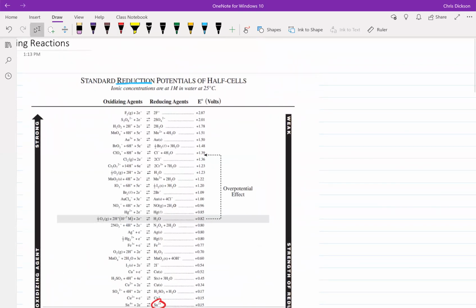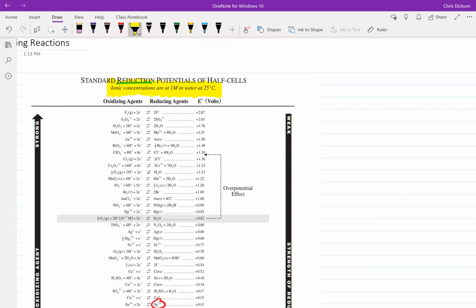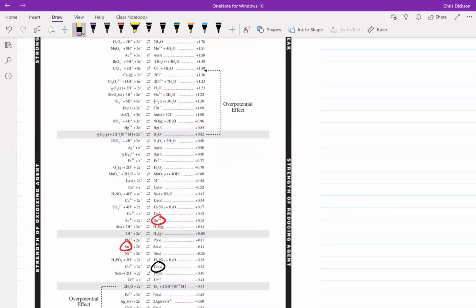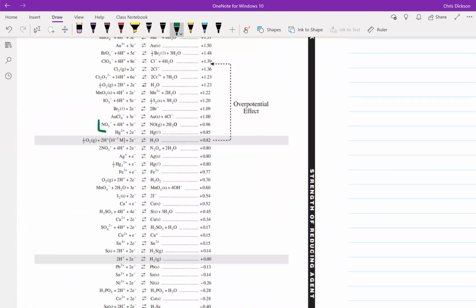this is pretty important here. At the very top of the table, it says ionic concentrations are all at 1 molar and at 25 degrees Celsius, which means, if you think about it, that these reactions that we're looking at, I'm going to put a box around the nitrate ones, these nitrate reactions here, they require that the ion concentration be 1 molar. And if you think about that, if you had 1 molar H plus, that pH would be at 0, right? So that would be an incredibly acidic solution.